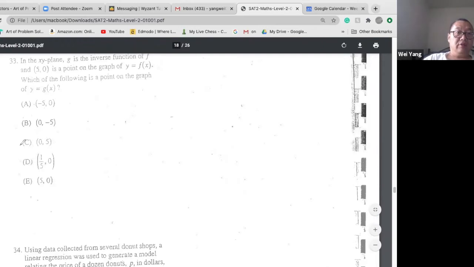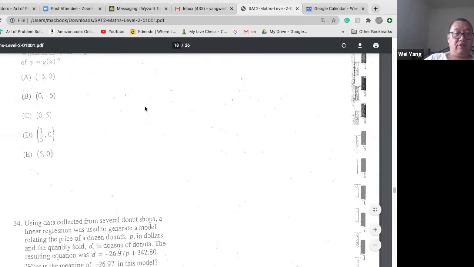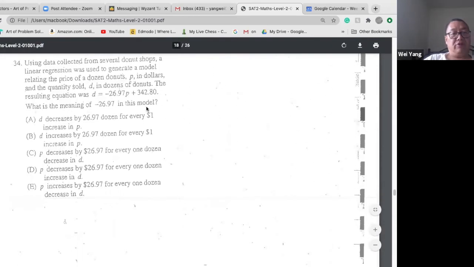Now let's see, C. In the xy plane, g is an inverse function of f, and (5, 0) is a point on the graph of f(x). Which of the following is a point on the graph of g(x)? Yes, just switch x and y. This (5, 0), then (0, 5). You're right. Okay, good. Now let's see 34. What's your answer for 34?